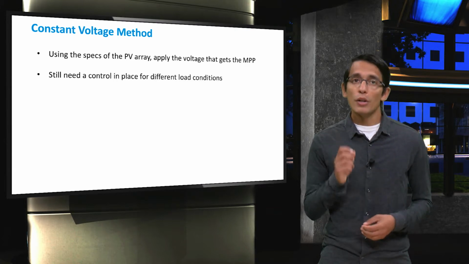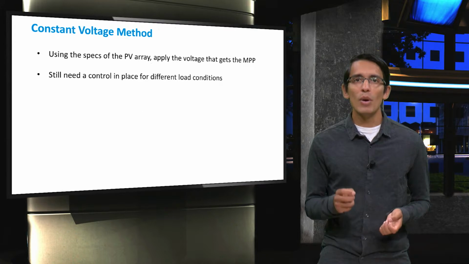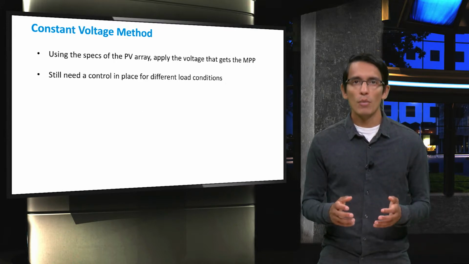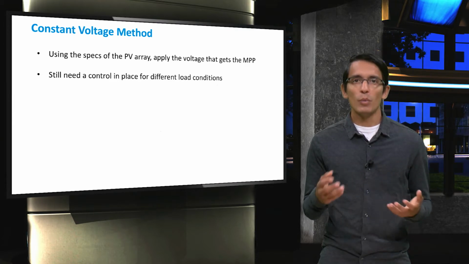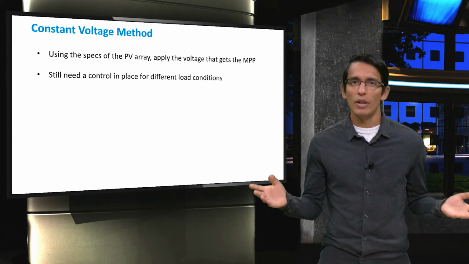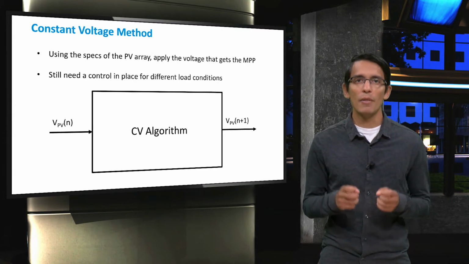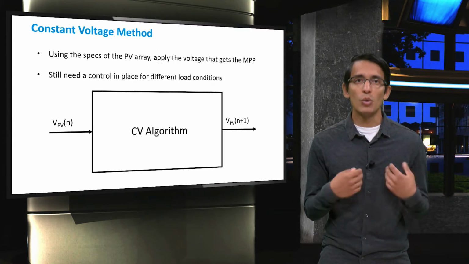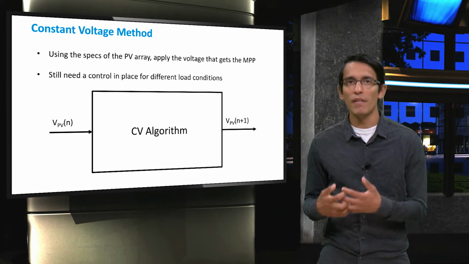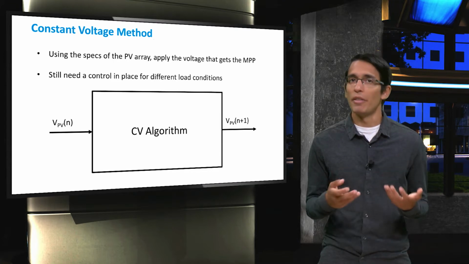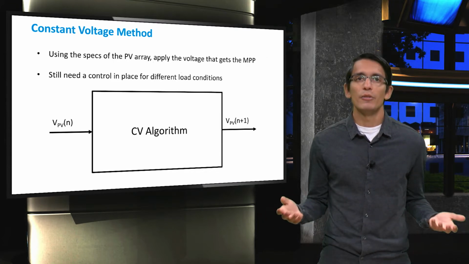However, a control is still needed because otherwise the panel voltage would shift based on the load conditions. Furthermore, the voltage could start to drift away from the VMPP based on other external conditions. The constant voltage method simply takes the current voltage of the panel and then tweaks that voltage towards the hard-coded VMPP. As you can imagine, this method is very simple, but also has drawbacks.